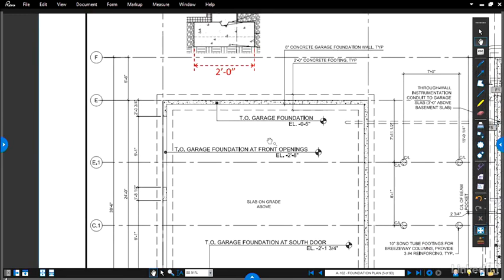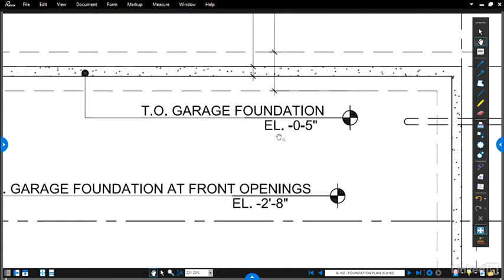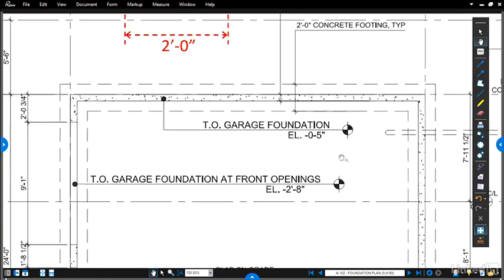Now, speaking of grade and elevations, I have another notation here that can help me figure out what's going on in this particular drawing. Anytime we see this symbol, that is a universal symbol that tells me that they're trying to give me an elevation or a height. In this case, if we zoom in so we can really see what this means, it says the top of the garage foundation wall is at elevation minus 5 inches.